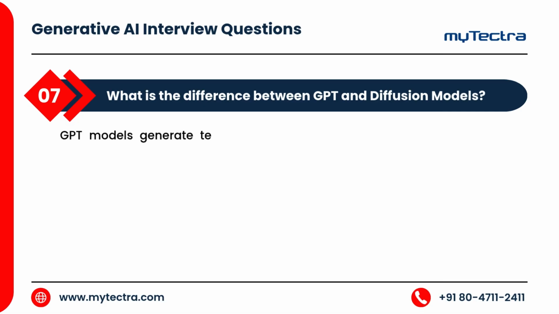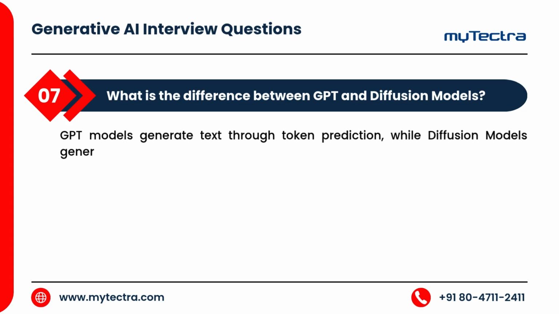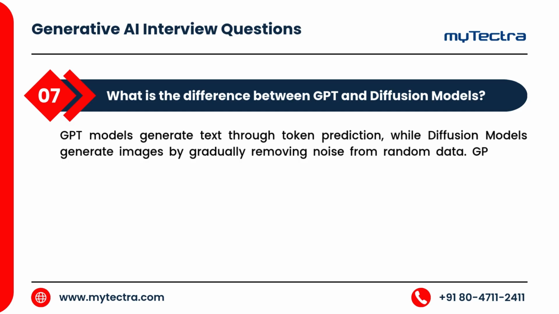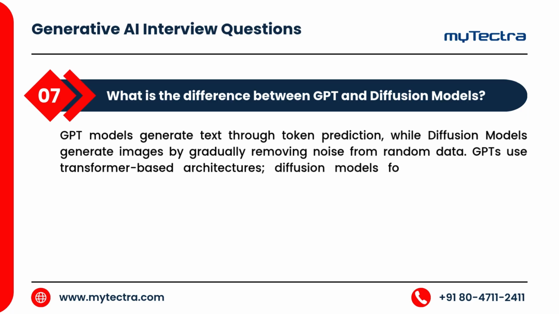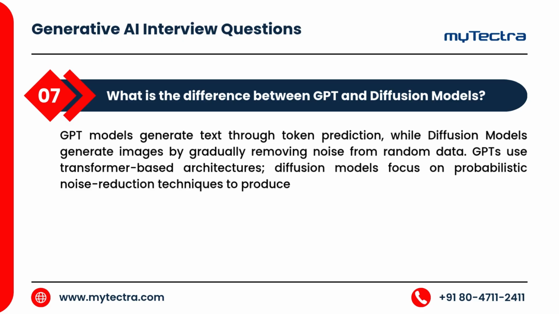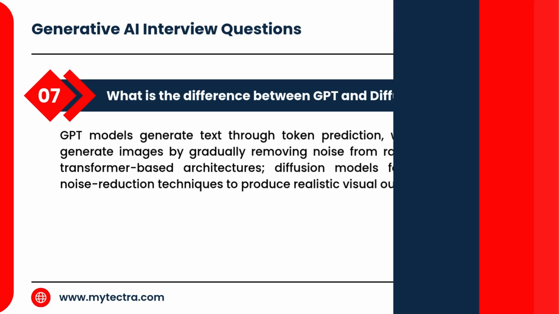What is the difference between GPT and diffusion models? GPT models generate text through token prediction, while diffusion models generate images by gradually removing noise from random data. GPTs use transformer-based architectures. Diffusion models focus on probabilistic noise reduction techniques to produce realistic visual outputs.